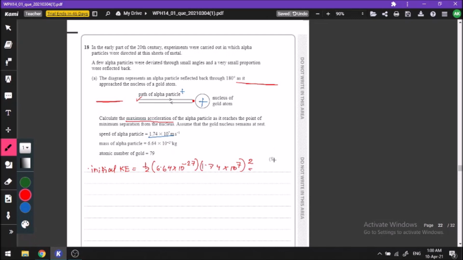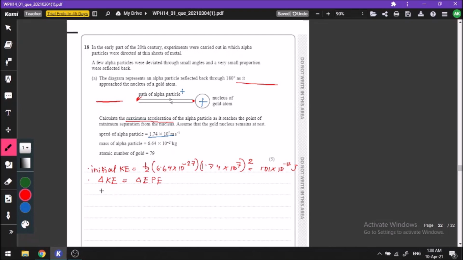That should give you a total kinetic energy of 1.01 times 10 to the power minus 12 joule. This is the amount of kinetic energy that the particle had over here. So as it comes to this point, it will lose all of that kinetic energy. Lose it to what? Electric potential energy. So the change in kinetic energy is equal to the gain in electric potential energy.